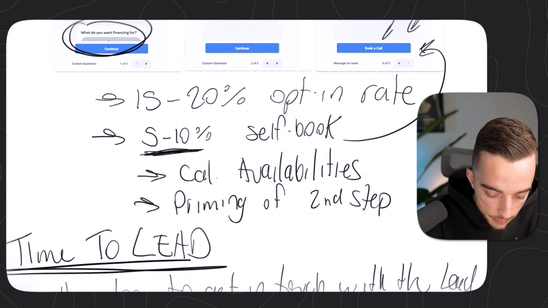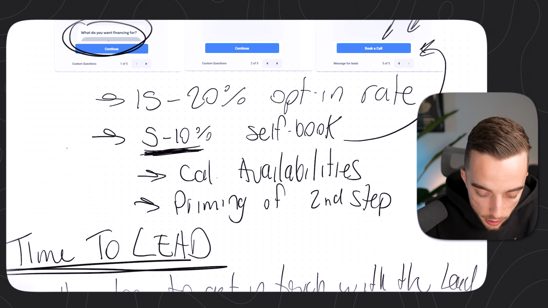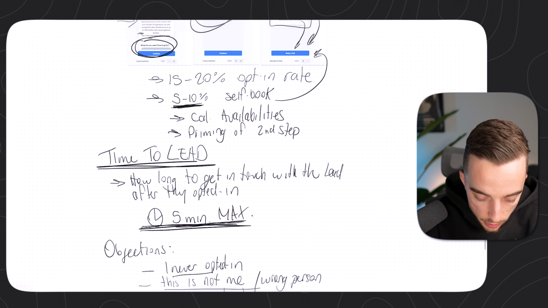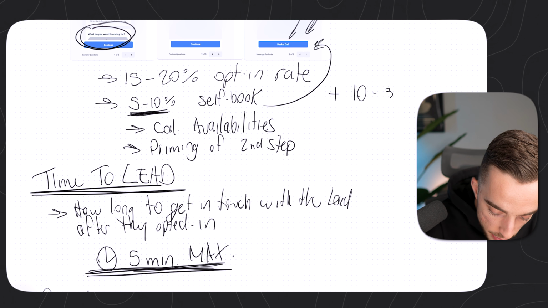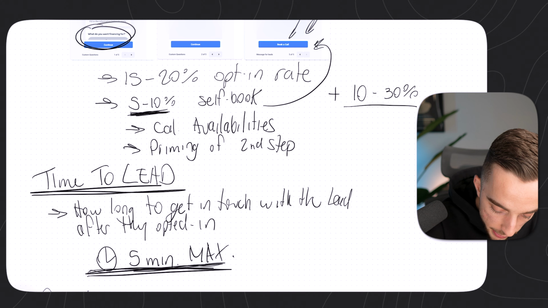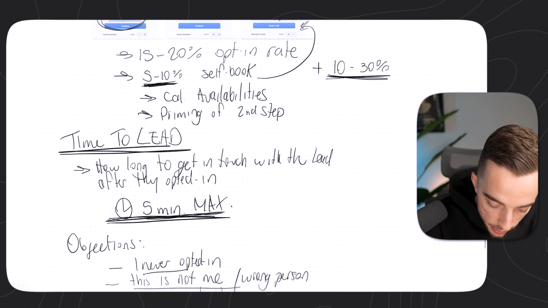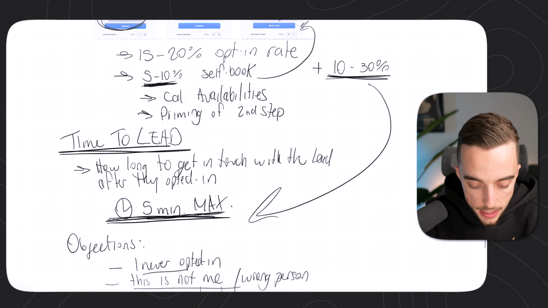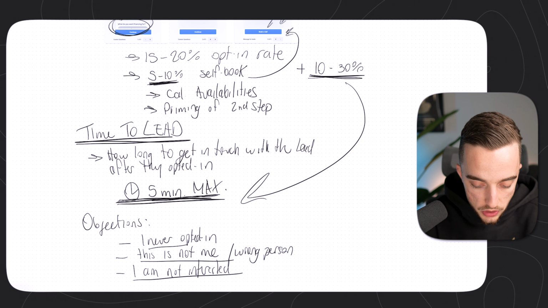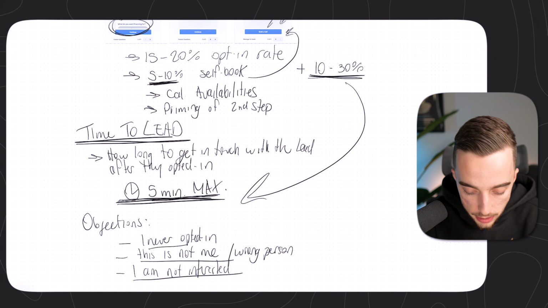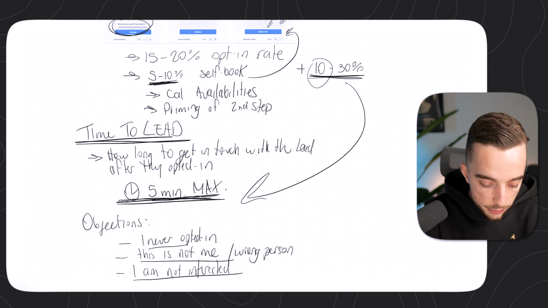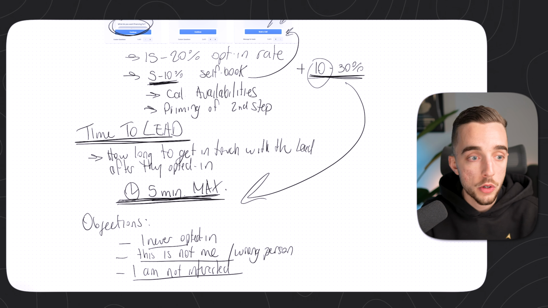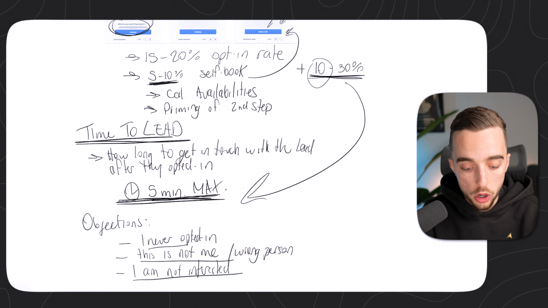And going back to earlier, I said 5 to 10% self-book. You can go as high as adding another 10 to even 30% more bookings just by respecting a 5-minute time to lead on your side. Now, obviously, this is going to be lower and perhaps even sub 10% in added bookings if you start to wait a few hours or even a day or something before calling people.